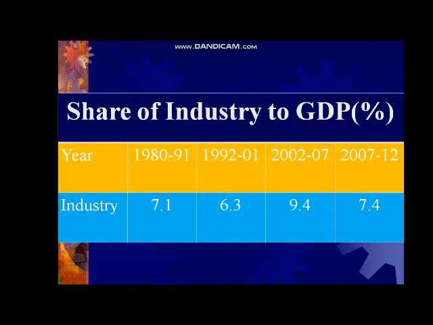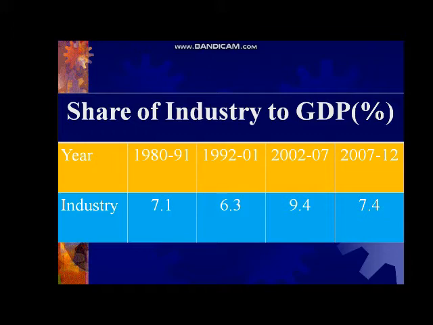The first row represents the year. The year is categorically divided into 4 different periods. The first period starts from 1980 and ends at 1991. The second period is 1992 to 2001, the third period is 2002 to 2007, and the fourth period is represented by 2007 to 2012. The second row is represented by industry.